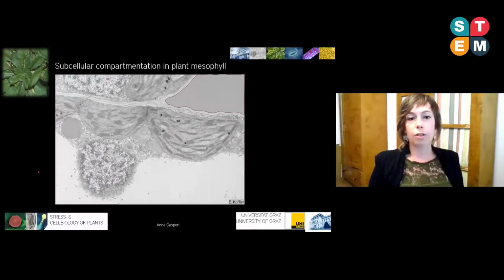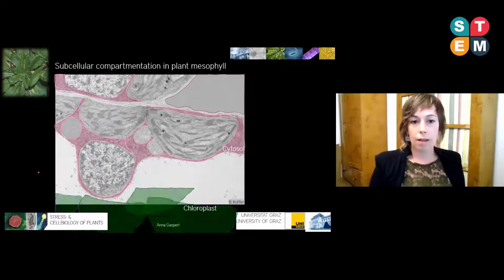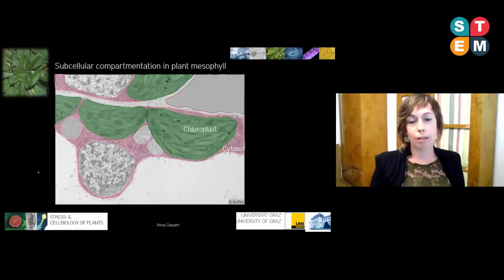Just to show you the subcellular compartmentation of plants for all of whom are not so familiar with transmission electron micrographs and the plant cell in general, I've prepared this slide. What you see here is an ultra-thin section of a plant. It's 80 nanometers wide, and the picture was taken by my colleague Barbara Kofler. First of all, we need, of course, the cytosol in a plant cell where all the organelles are sort of floating. Then for plants, very important, of course, are the chloroplasts for photosynthesis.